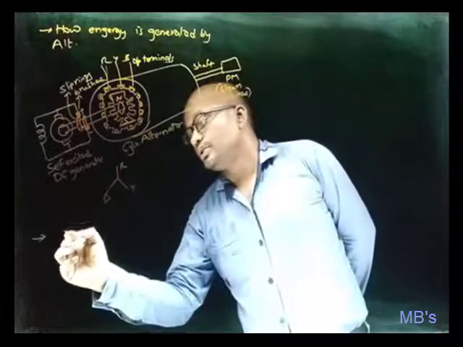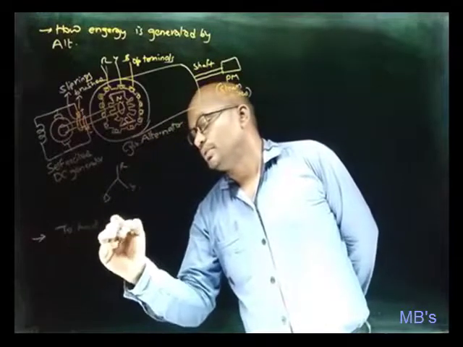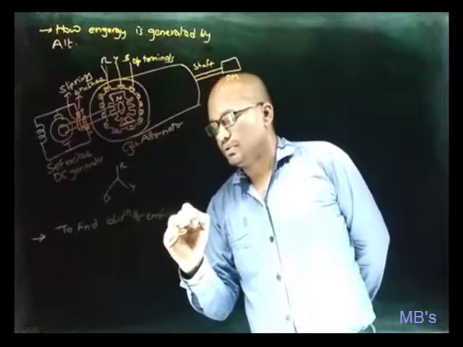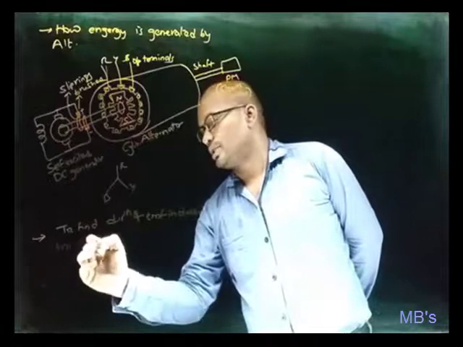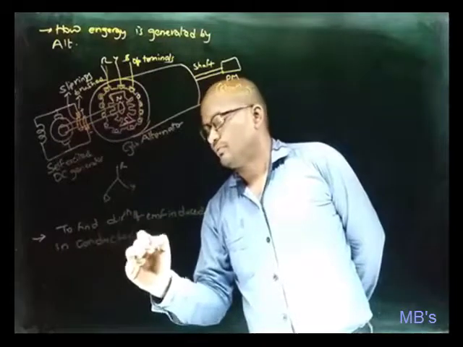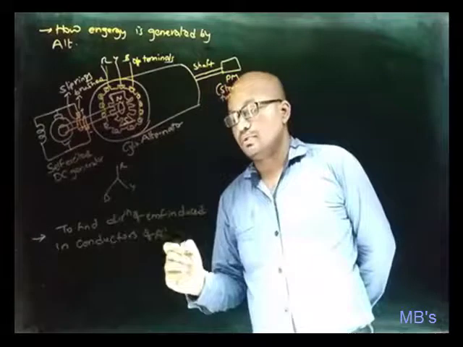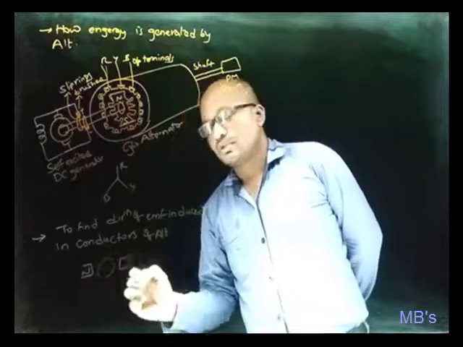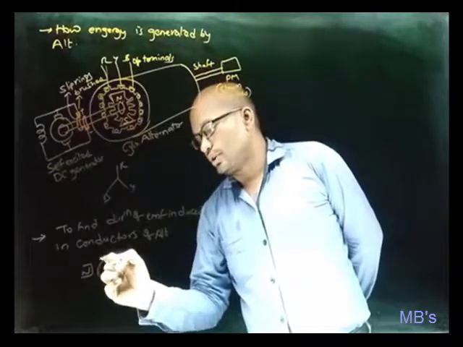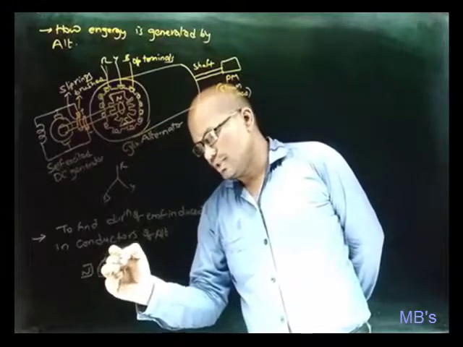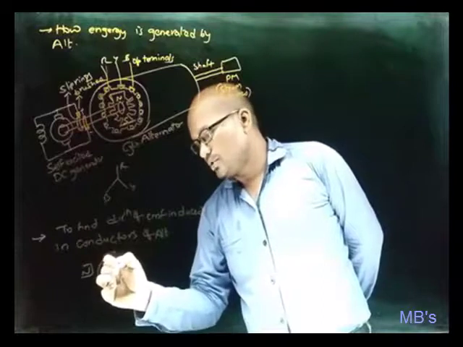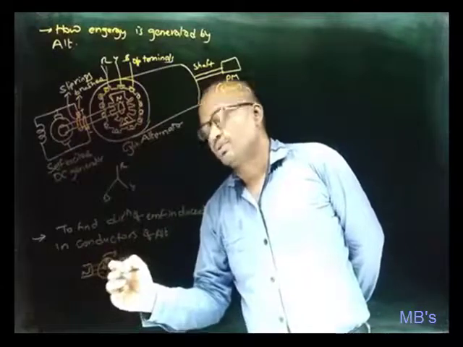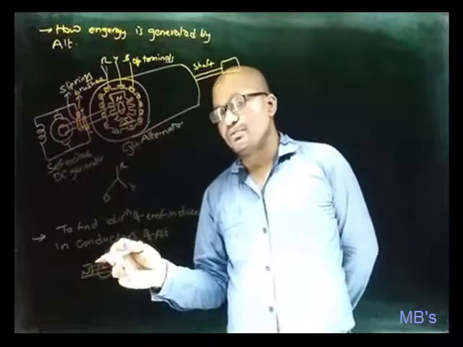And next, to find the direction of EMF induced in conductors of alternator. Okay, as you know, in the case of DC machine construction, the conductor is on the moving part, the rotor. So as the rotor rotates, the direction of motion of the conductor will be downwards. Okay, and the field direction will be from north to south. So by applying Fleming's right hand rule, we can find the direction of induced EMF in the conductor.